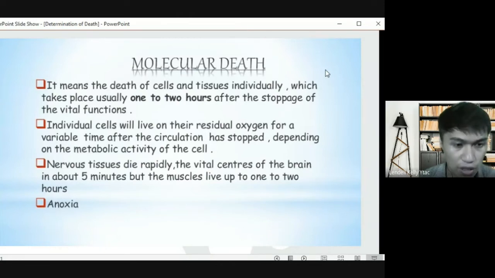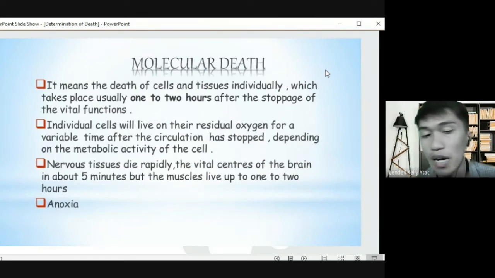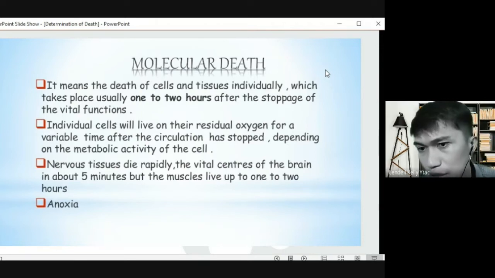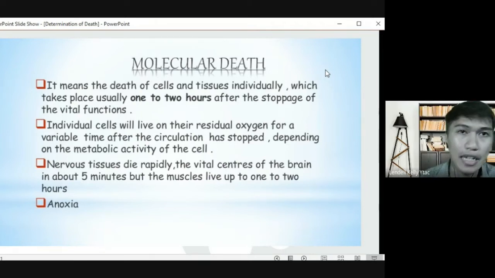So nervous tissues die rapidly in vital centers of the brain in about 5 minutes, but muscle lives up to 2 hours. That's why even though the doctor pronounced the patient dead by brain death, there would be some instances that the person could still move, because the muscles are still alive. So there is, for example, unintentional sound that is produced, or unintentional twitching of muscle, movement of hands or extremities or phalanges.